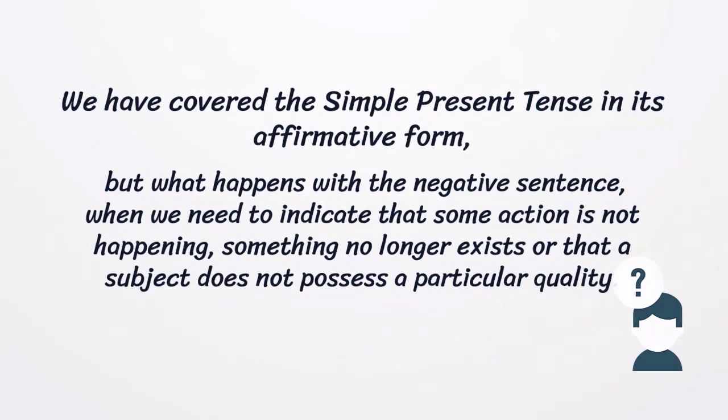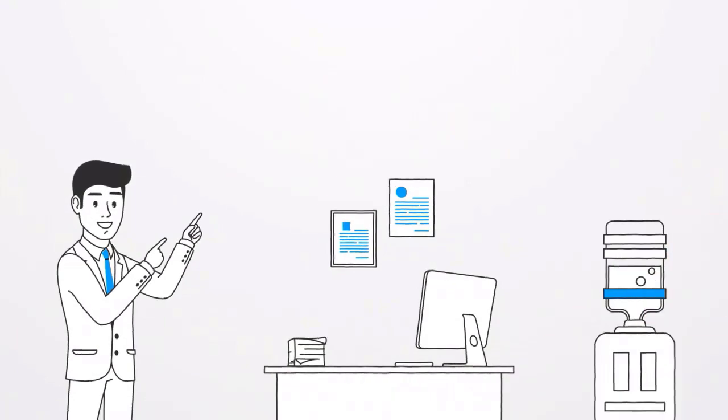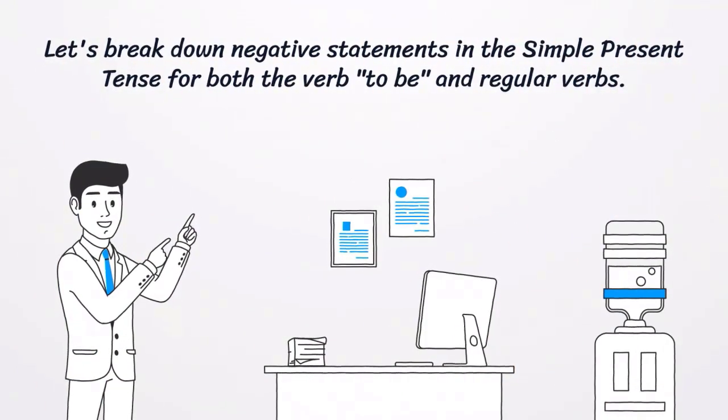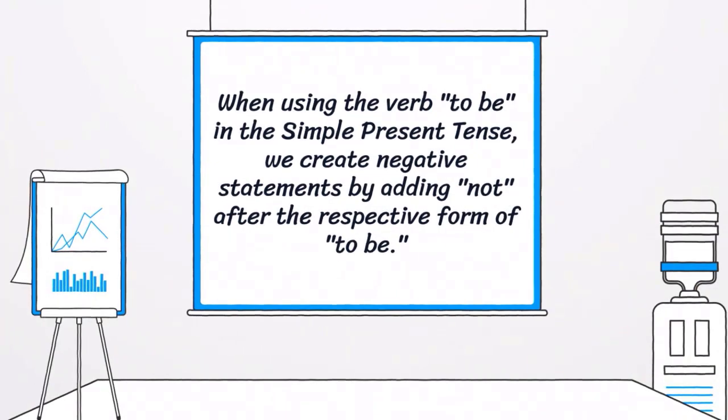We have covered so far the simple present tense in its affirmative form, but what happens with the negative sentence, when we need to indicate that some action is not happening, something no longer exists, or that a subject does not possess a particular quality? Let's break down negative statements in the simple present tense for both the verb to be and regular verbs. When using the verb to be, we create negative statements by adding not after the respective form of to be.